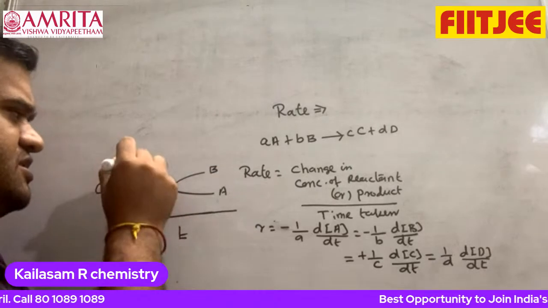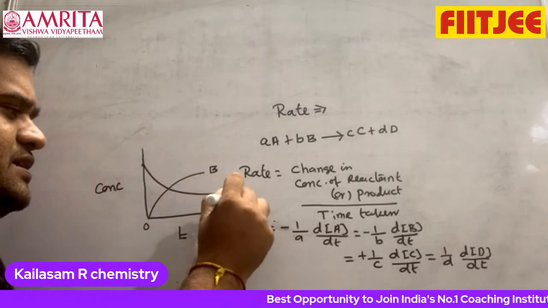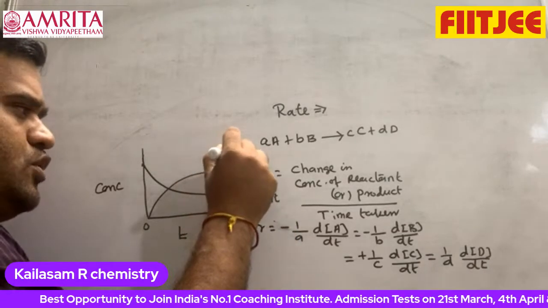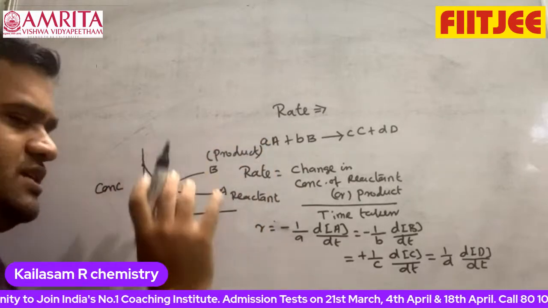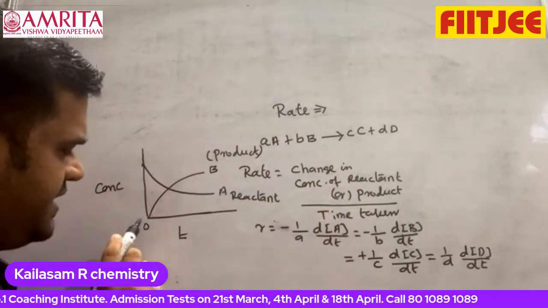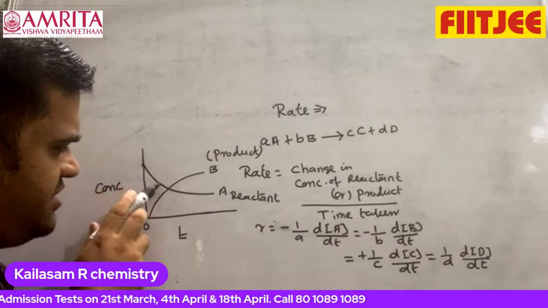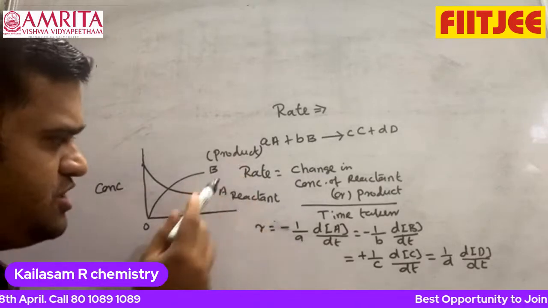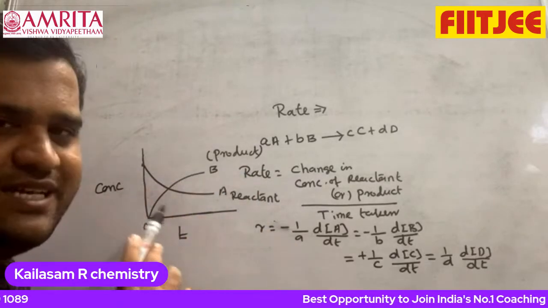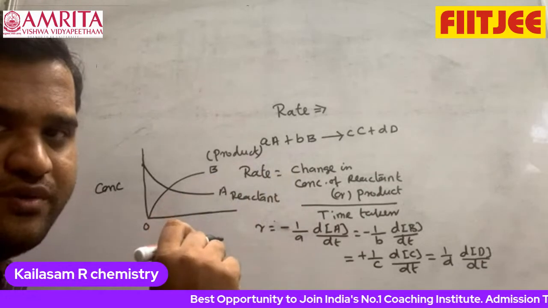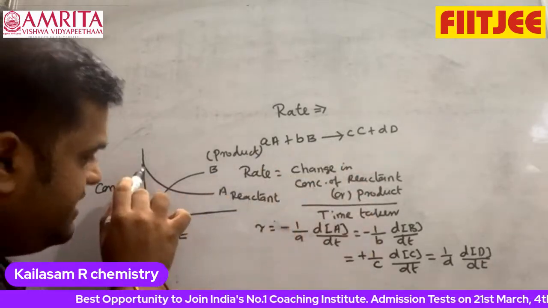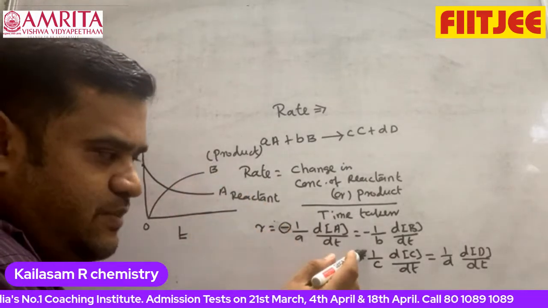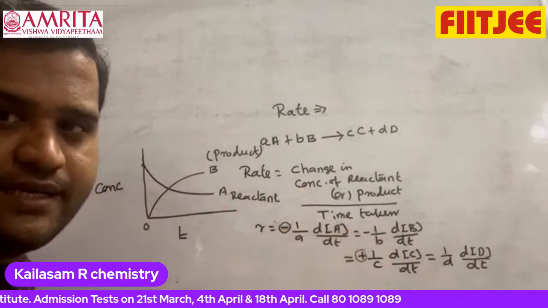This is the initial time. This is the concentration of the reactant, and this is the concentration of the product. Observe carefully. When time progresses, obviously the concentration of A decreases, and at the same time the concentration of B increases. That means the rate is nothing but the change in concentration of product by time taken, or the increase in concentration of product by time taken. Decrease in concentration means minus sign, increase means positive sign.